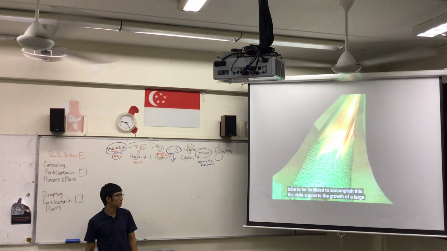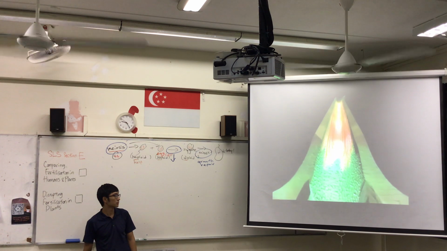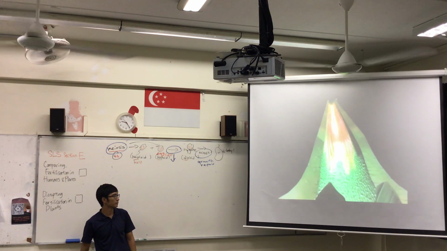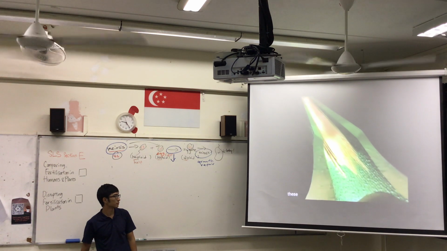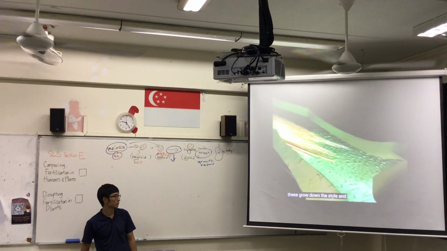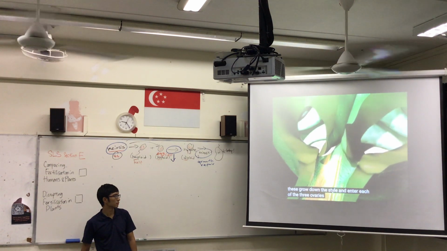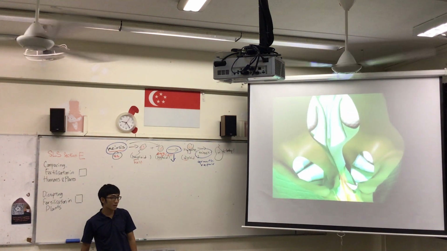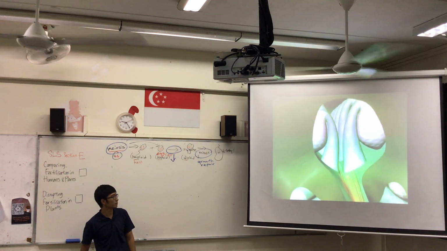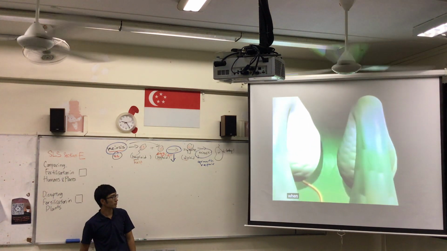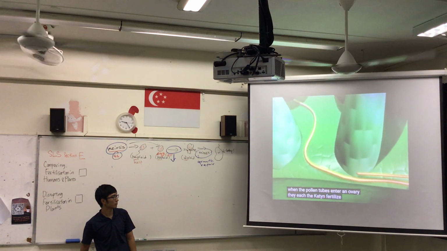The style supports the growth of a large number of pollen tubes. These grow down the style, and into each of the three ovaries. This flower has 3 ovaries, each one with many ovules. When the pollen tubes enter an ovary, they each locate an ovule to fertilize.